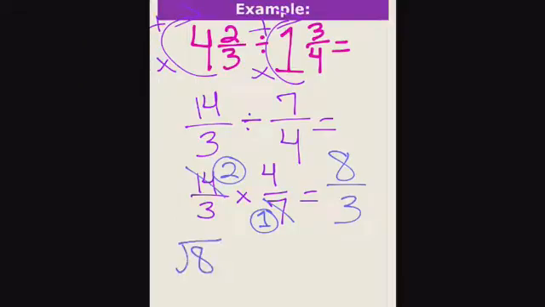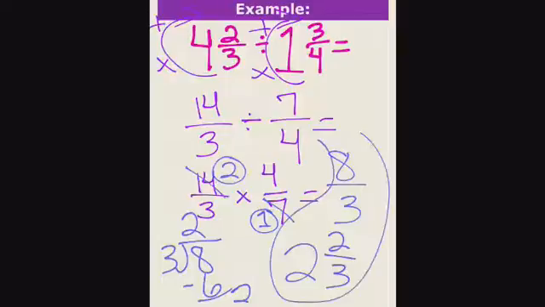Remember, if you want to, you can change that to a mixed number. 3 goes into 8 a total of 2 times. 8 minus 6, I'm running out of room here. 8 minus 6 is 2, so we get a mixed number of 2 and 2/3. But remember, they mean the same thing.